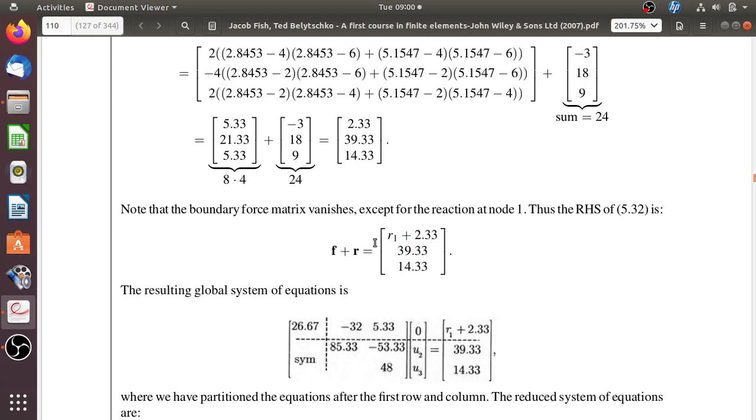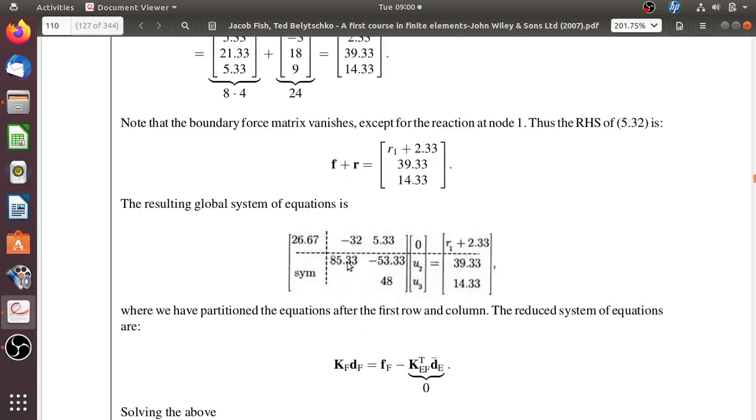And then finally we have this form, which is k into d, equal to f plus r. Using this equation, we will be able to solve for u2, u3 and r1. Once I solve for these, I can do the post processing, which is how displacement and stress are distributed as a function of x.